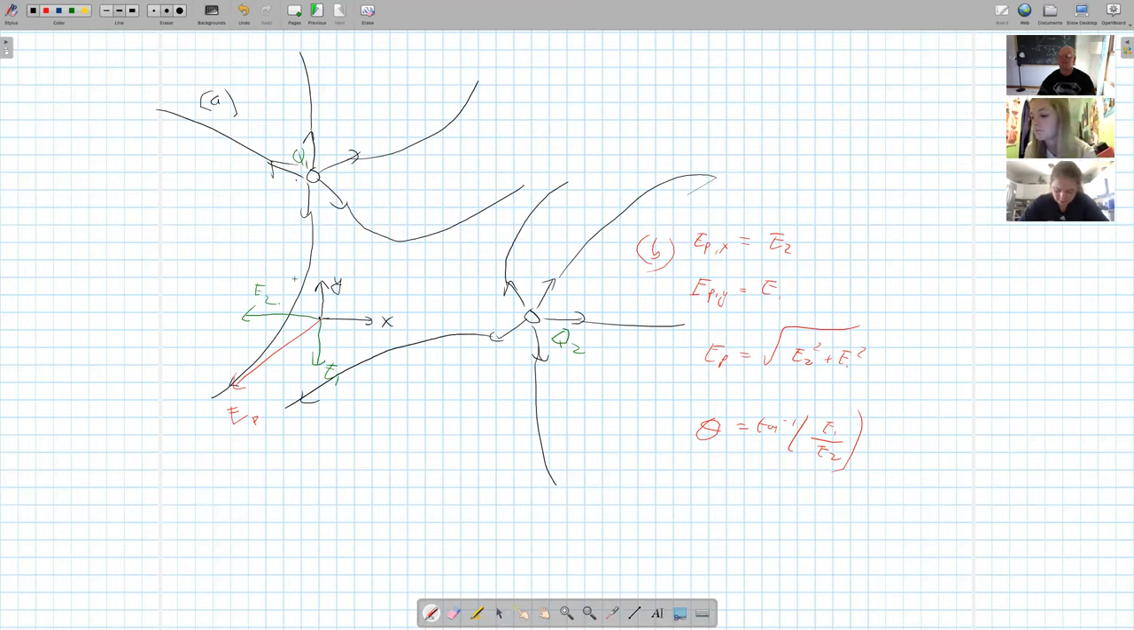Okay, so then we're asked for the force. So now we plug in: the force equals QE. Once you know what E is, the magnitude, then the force is just going to be, in this case, the magnitude of Q3 times EP. And then the angle, since this is a negative charge, is going to be this plus 180 degrees. So the angle of the force is just the angle of the electric field plus 180 degrees.